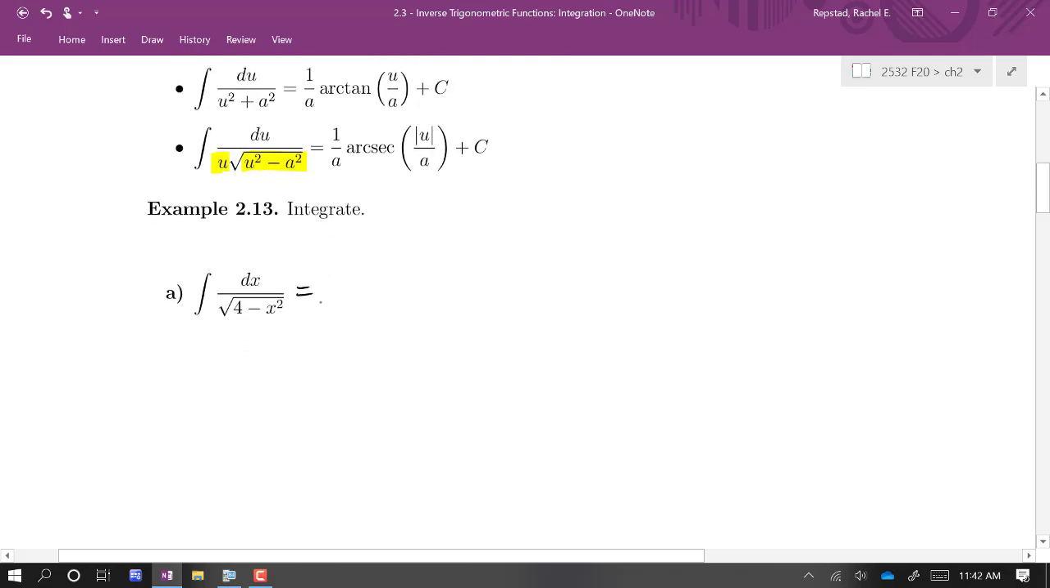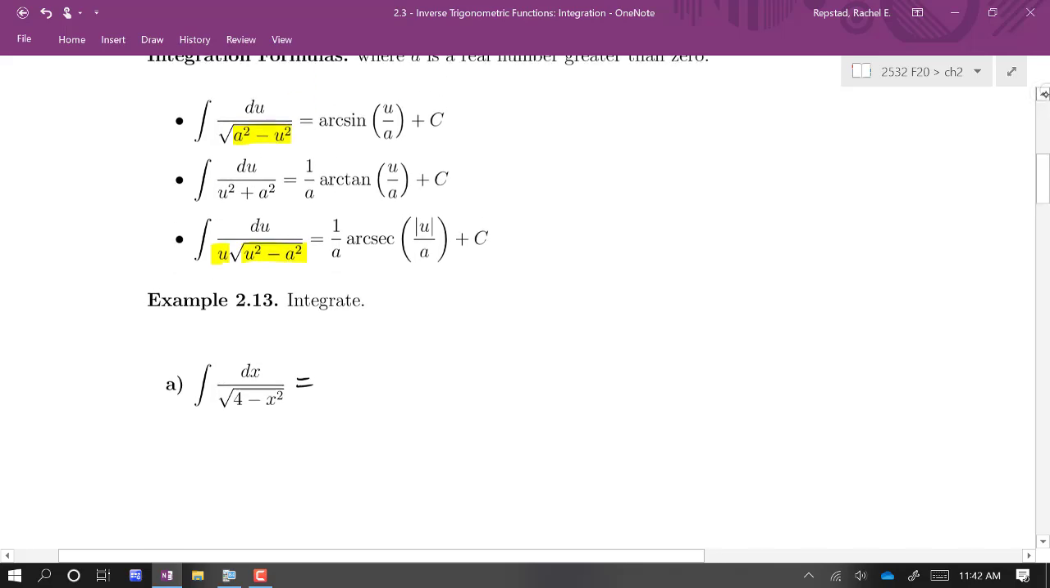Our first one, this is dx over the square root of 4 minus x squared. Well, this fits the arcsine form where a is equal to 2 and u is equal to x. And if u is x, then du is just plain old dx. So we don't have to compensate or add any constant factors. This matches up pretty perfectly. And so the result is arcsine of u over a, which is x over 2, and then plus a constant.